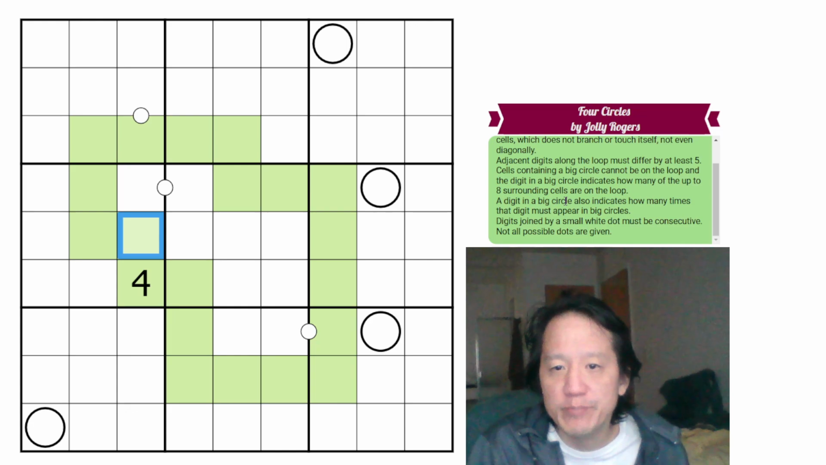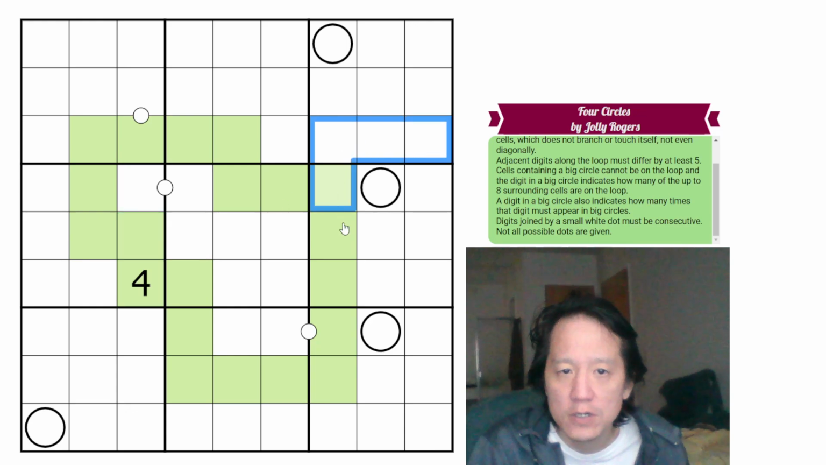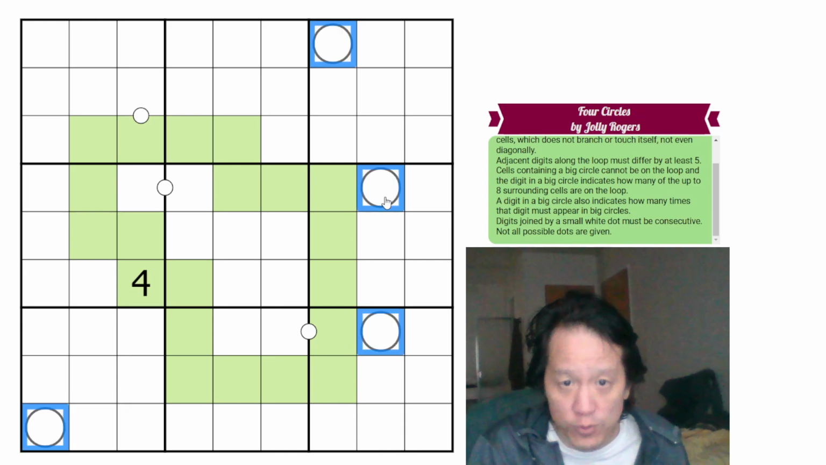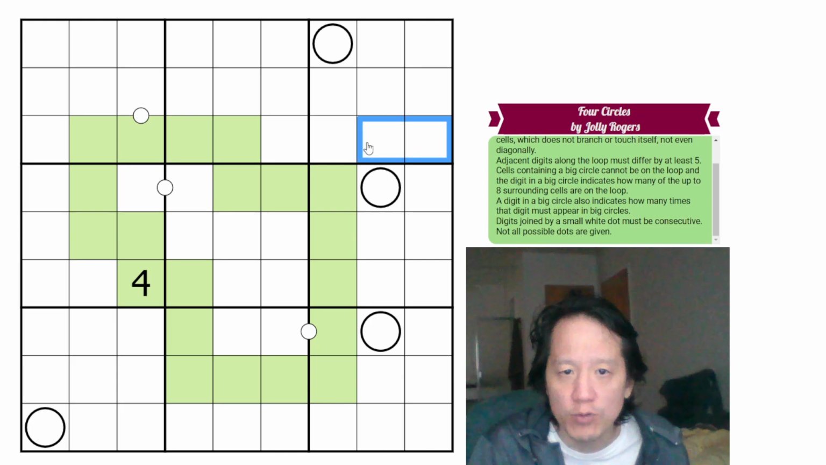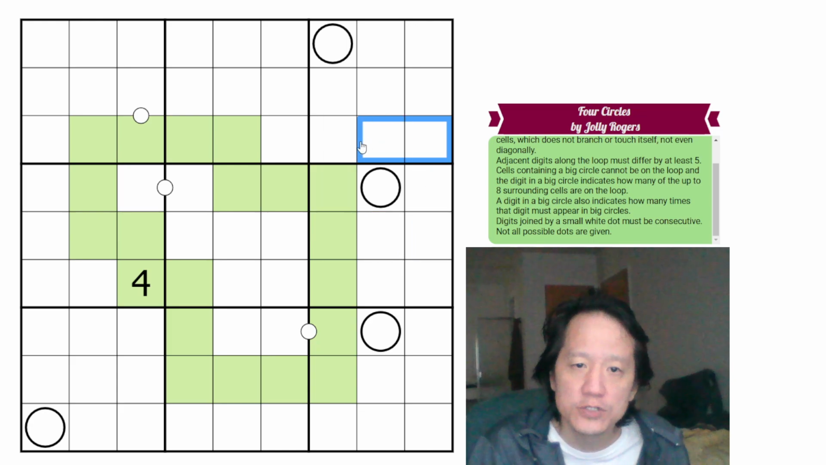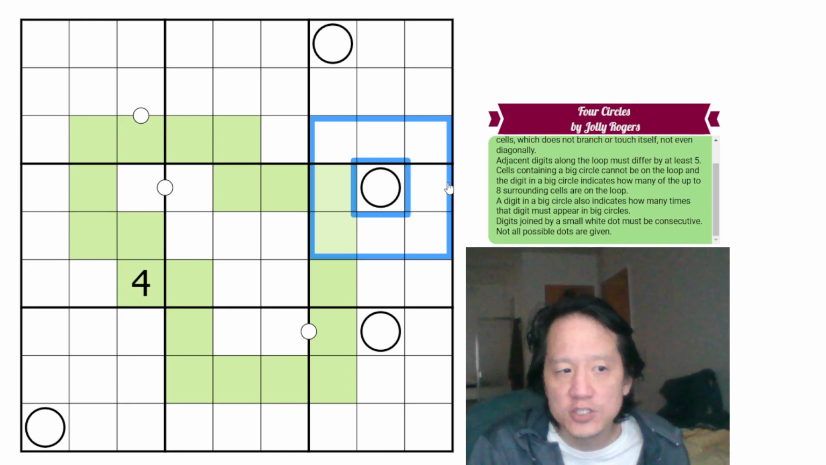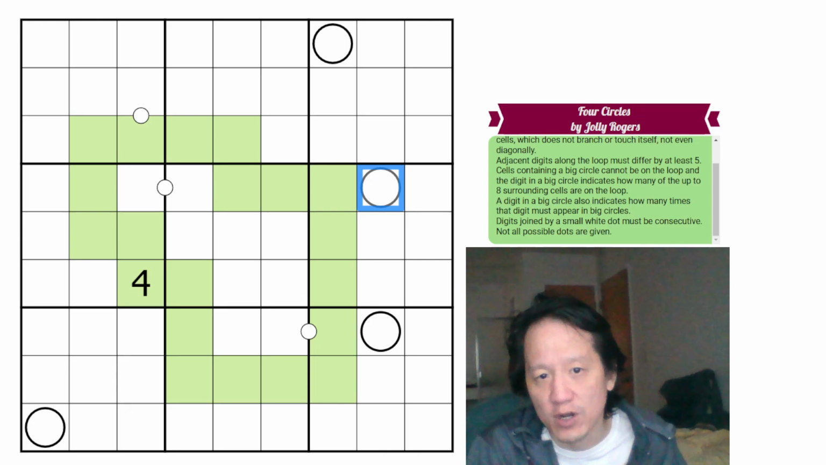Cells containing a big circle cannot be on the loop, and the digit in a big circle indicates how many of the up to 8 surrounding cells are on the loop. So the cells containing a big circle, which are these 4 cells, which is 4 circles, cannot be on the loop. And the digit in a big circle indicates how many of the up to 8 surrounding cells are on the loop. Well, for this one, of the 8 surrounding cells, only 2 are on the loop that we've drawn. So this would be 2.